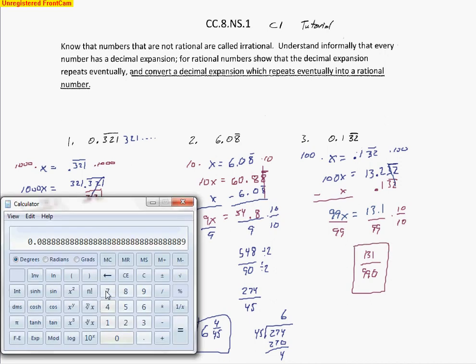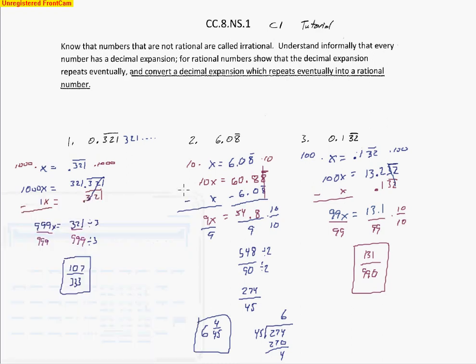Let's just check and see if it's right. So we'll go ahead and divide 131 divided by 990, and we get this, 0.1323232. So the 32 continues to repeat, just as what this problem said initially.